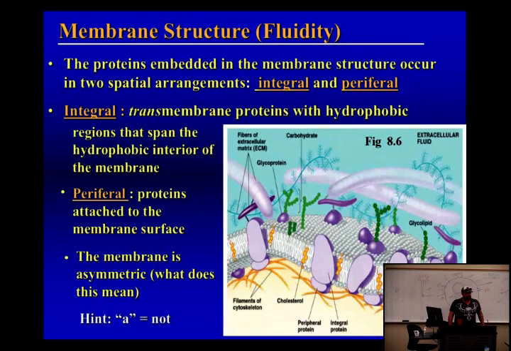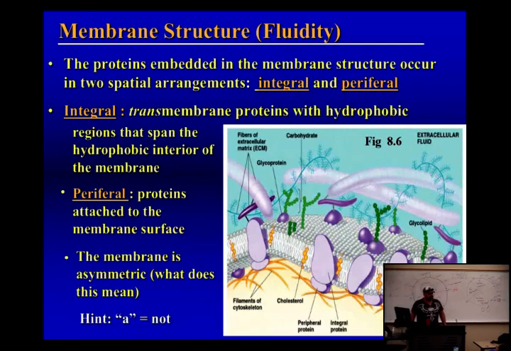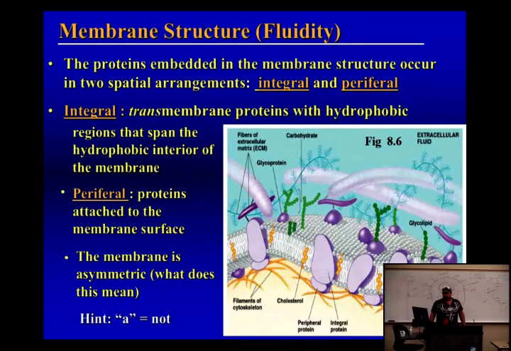So I'll give you scenarios like, if it's going to be cold outside, would you increase or decrease the amount of cholesterol in your cells? Or I might ask, if it's going to be hot outside, would you increase or decrease the amount of cholesterol in your cells? Make sense?